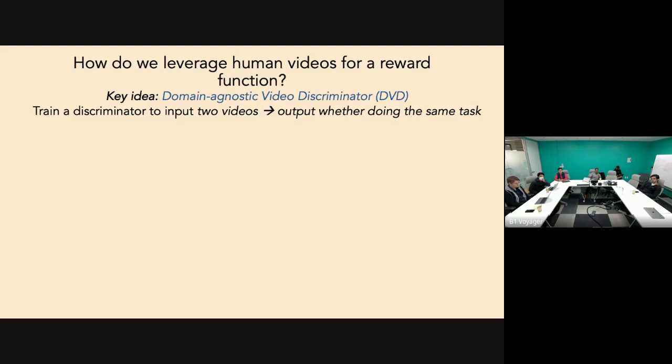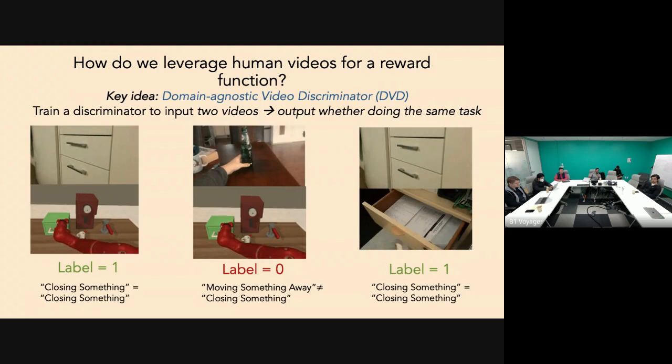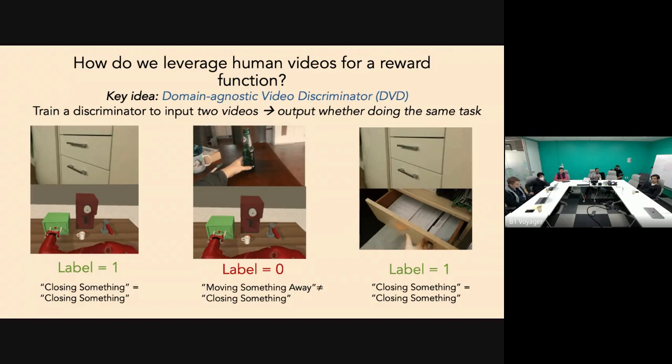And so the key idea for the way we learn this model is, again, pretty simple. It's basically a discriminator that looks at two input videos and outputs whether they're doing the same task or not. This is what we call the domain agnostic video discriminator, or DVD. We have the labels of what is happening in these videos. So on the left here, both of these videos are closing something, so we know they're doing the same task. That's label one. In the middle, moving something away is not the same as closing something. So this is going to be label zero.